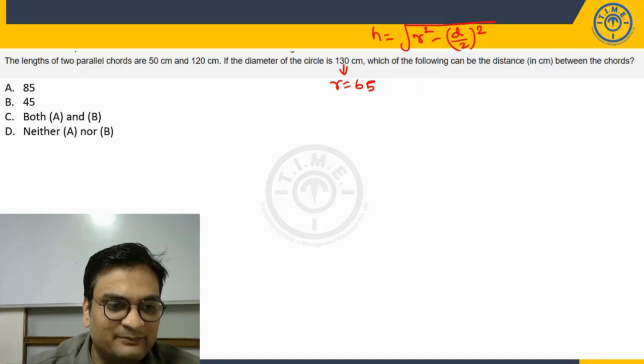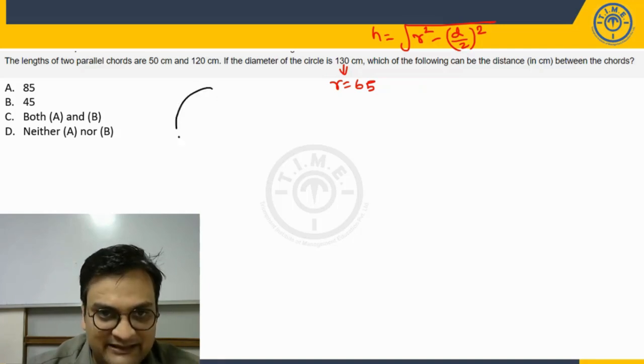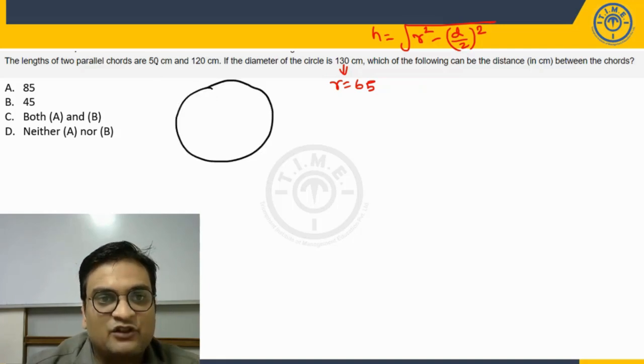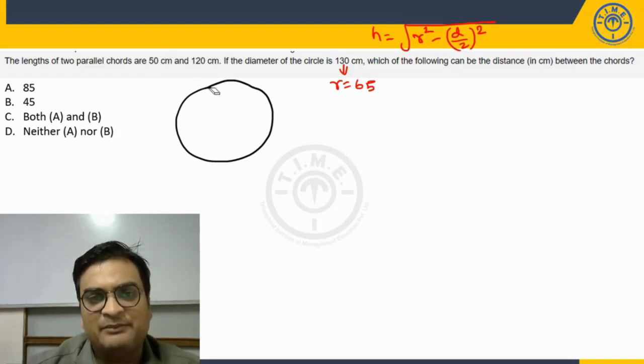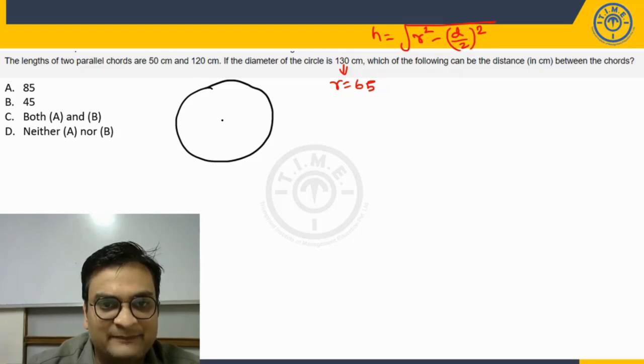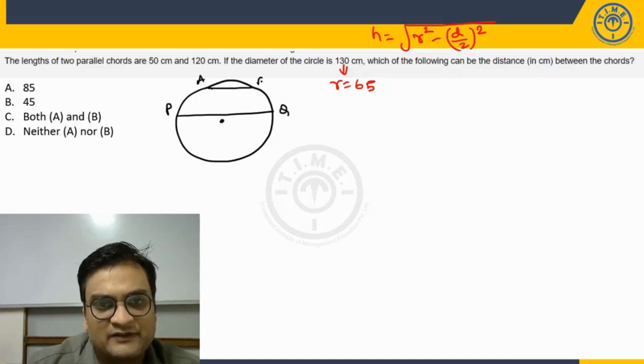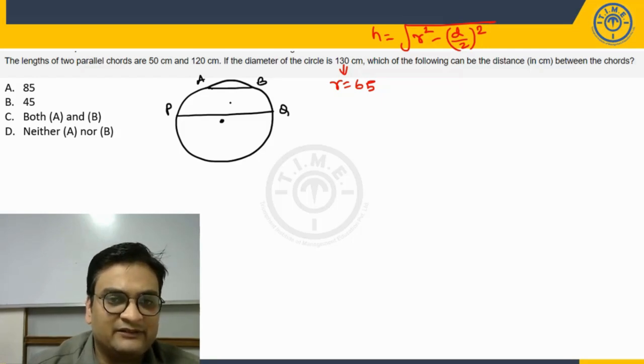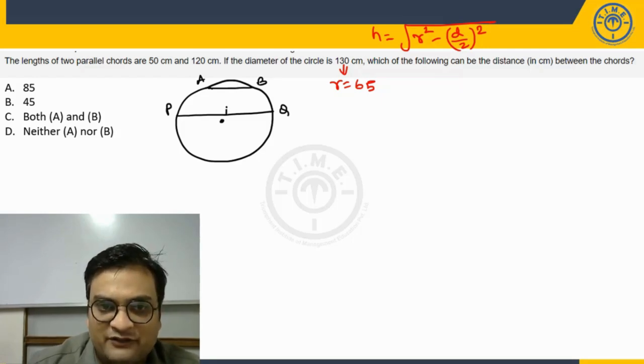Now, why are there many possibilities here? Please understand. Let's call this chord as AB, this chord as PQ, right? So the possible placement of AB and PQ could be like center, say this is PQ, 120 centimeters, and this is AB, 50 centimeters. So this way the distance between the two chords will be this.